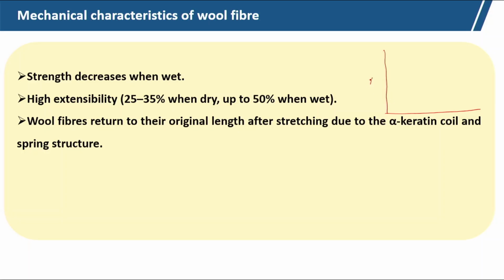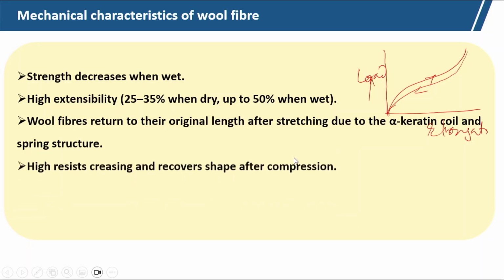This is the load elongation curve. When it is loaded and then released, the wool fiber will come back to its original position due to the alpha keratin coil. So, it has a springy nature, high resistance to creasing, and recovers shape after compression.